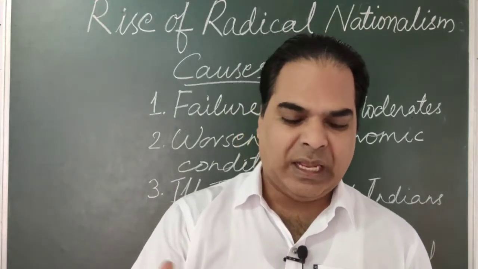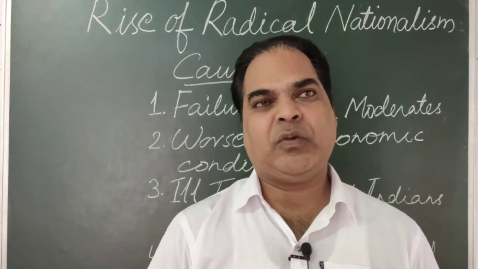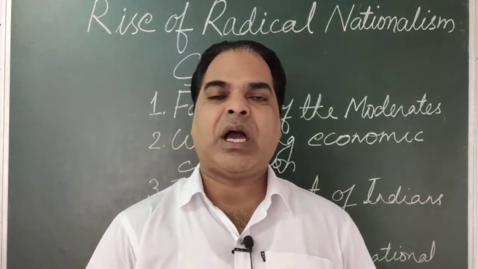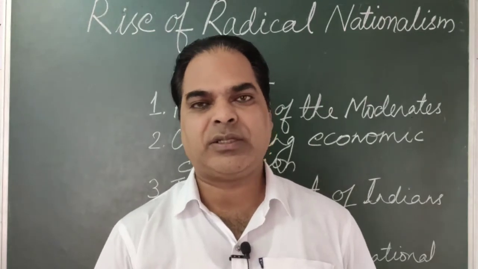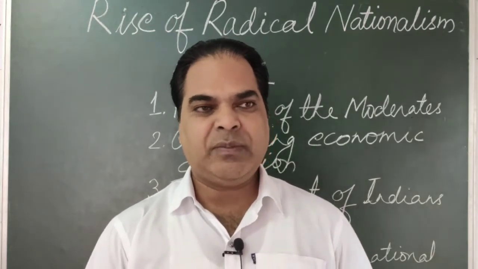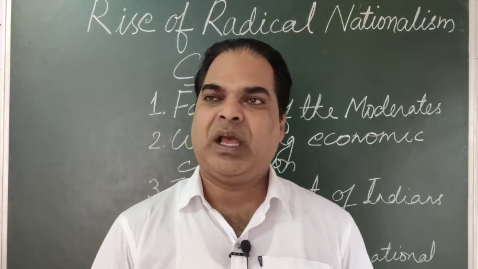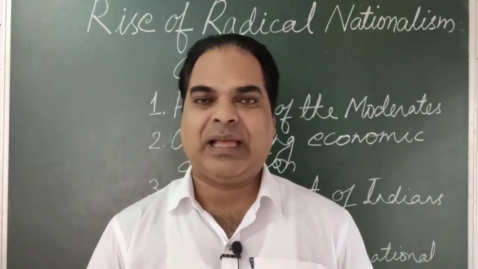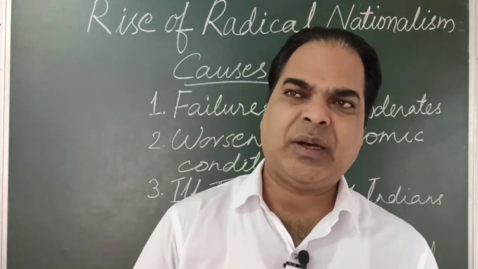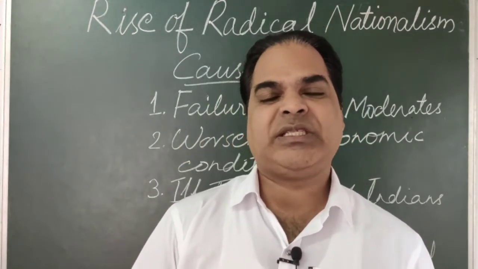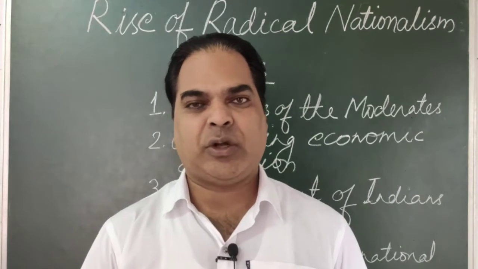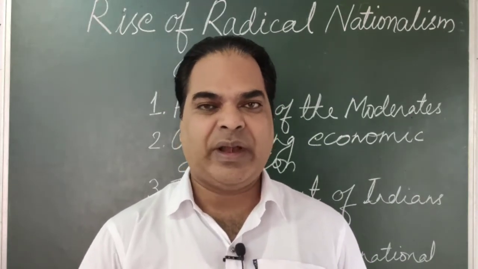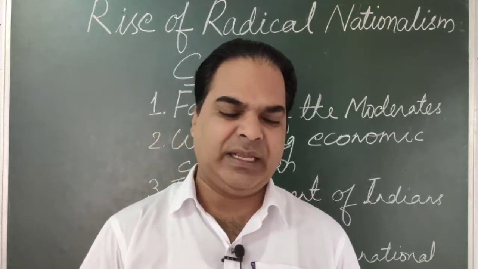So 1905 onward there was a rise of radical nationalism. They were the young congressmen, the young leaders of the Congress, who were very much filled with enthusiasm regarding the freedom of the country, and they believed that the moderates' way of achieving their objectives is not at all going to work for them. That is why they decided to come out with some radical views and radical ideas.